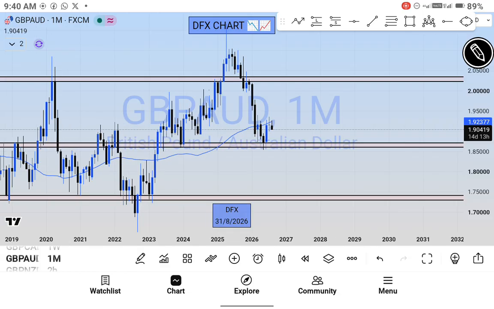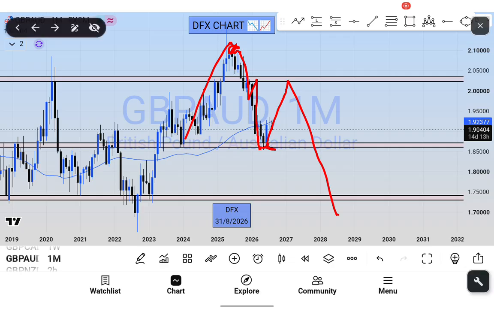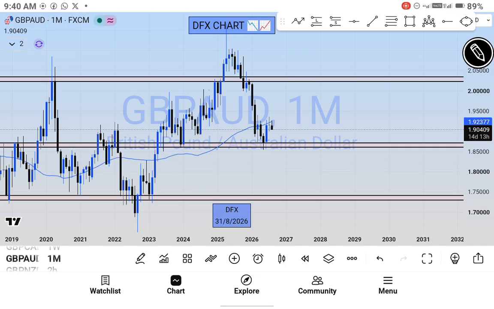Now on the monthly time frame, pounds AUD, what do we have? We have a break above. We couldn't sustain above the monthly support. We break below and it's become resistance and pushed the market down to this point. Now we're supposed to have a push from this point to this point before we see more drop, right? That's just the logic.